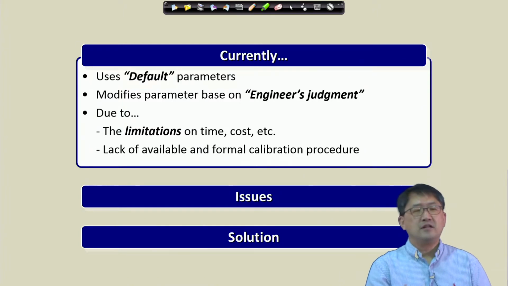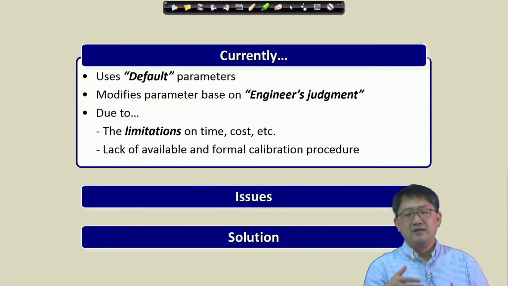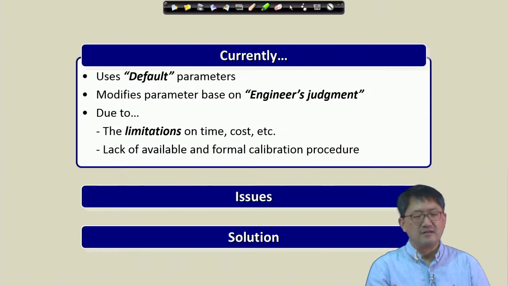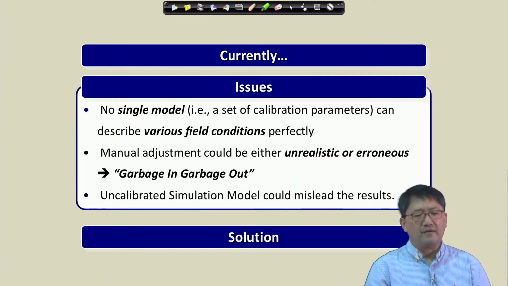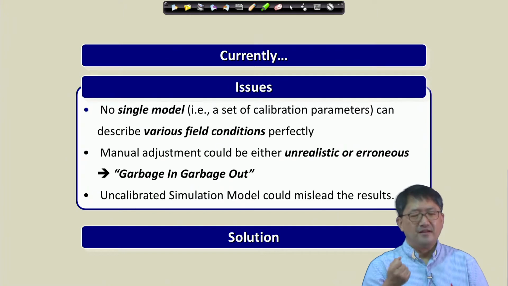It's funny, engineers are not getting a lot of dollars for calibrating simulation models. Companies are not thinking of that as a really important task. So they don't have the manpower and man-hours to work on it. There are limitations on time and cost, and they don't really know how to do it yet.